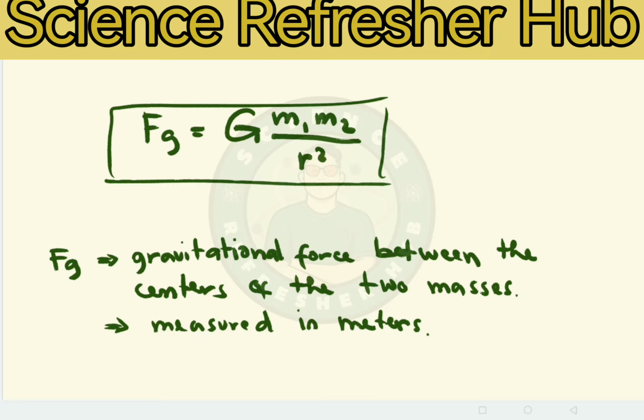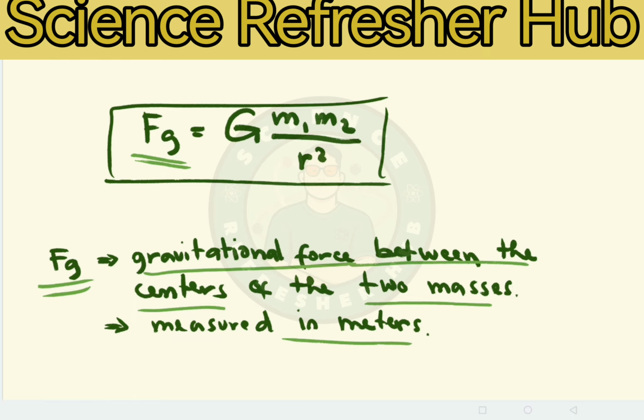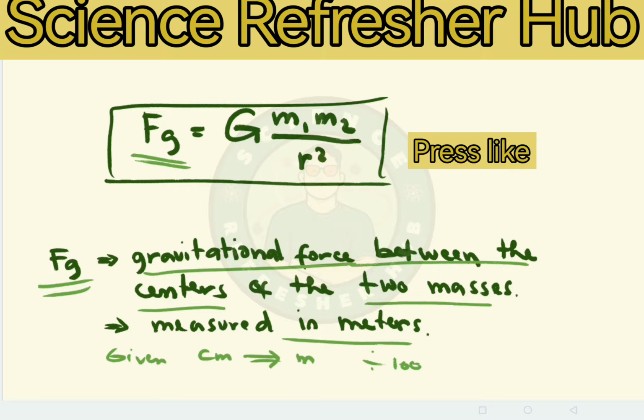So let's talk about the variables one by one. The first we will discuss is Fg. Fg is the gravitational force between the centers of the two masses. The distance should be measured in meters, so if you are given centimeters, convert to meters by dividing by 100. And remember, the gravitational force is between the centers of the two masses.